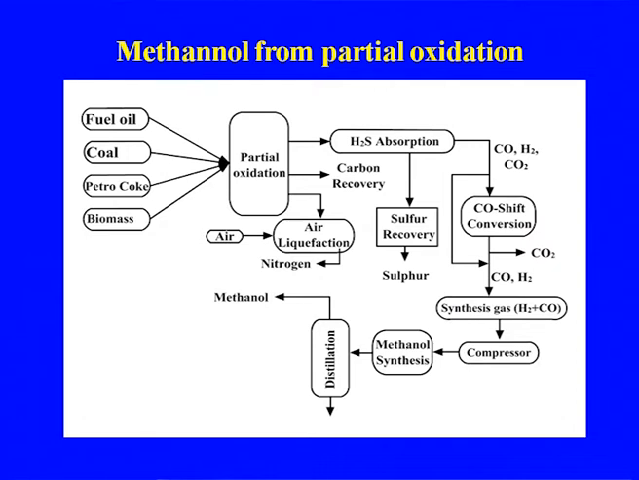So, air liquefaction, nitrogen, then finally the CO shift conversion, that will be there when you are using it for ammonia, but for methanol the CO shift conversion will not be required, because it is directly going to the synthesis gas and the compression for methanol synthesis. But if you are interested, then the CO shift conversion will be there in case of the fertilizer plant.